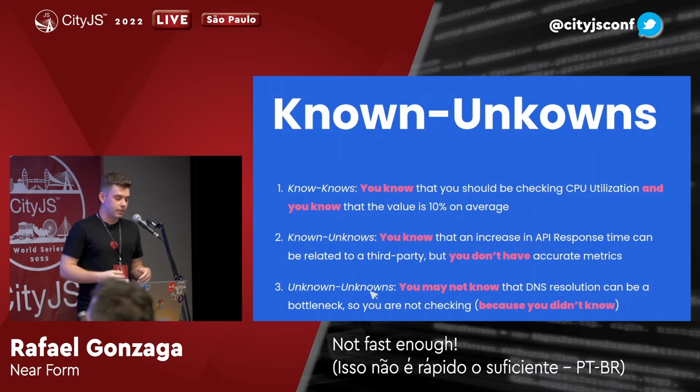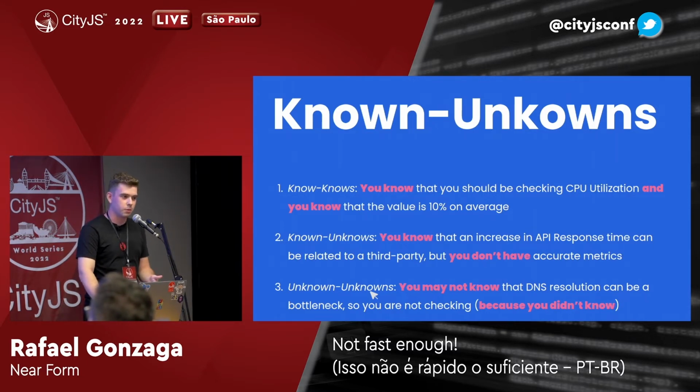And the third one is unknown unknowns. So for instance, you may not know that DNS resolution can be a bottleneck. So you are not checking it because you don't know, okay? But it is important to know it, even if you don't know.